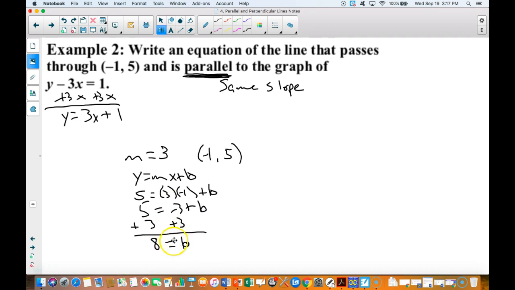Okay, so remember, that's not the final answer. I still have to use these two pieces of information to write the equation of a line. So my slope is 3, my y-intercept is 8. So the final answer then is y equals 3x plus 8.